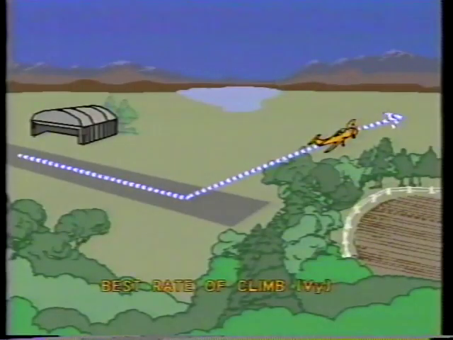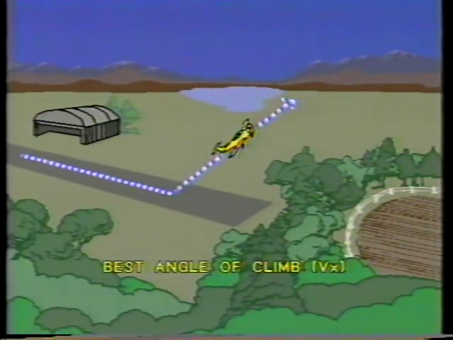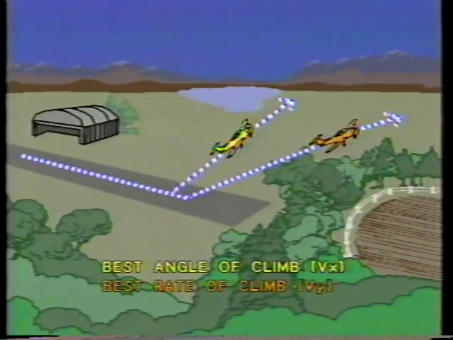Now, before we discuss takeoff performance, you must have a good understanding of the difference between the best rate of climb airspeed and the best angle of climb airspeed. The best rate of climb airspeed provides you with the greatest gain in altitude for a given period of time. The best rate of climb speed is abbreviated Vy. The best angle of climb gives the greatest gain in altitude for a given horizontal distance. The best angle of climb speed is Vx.